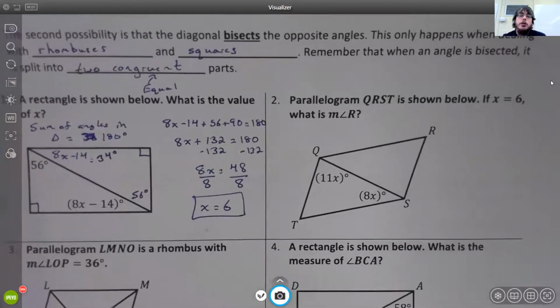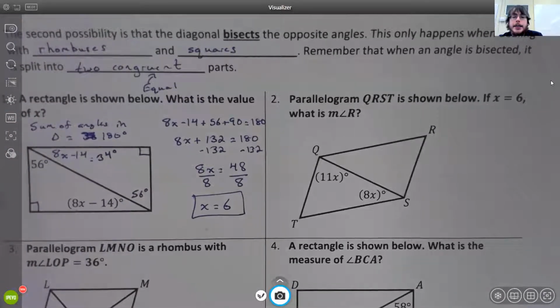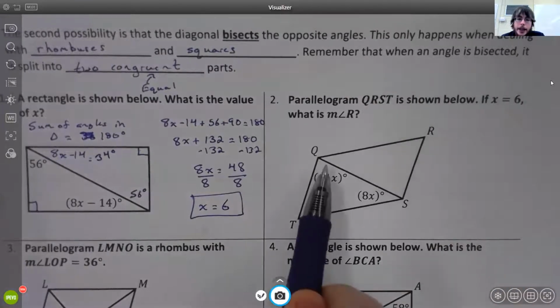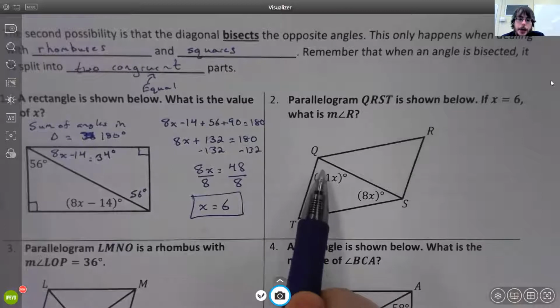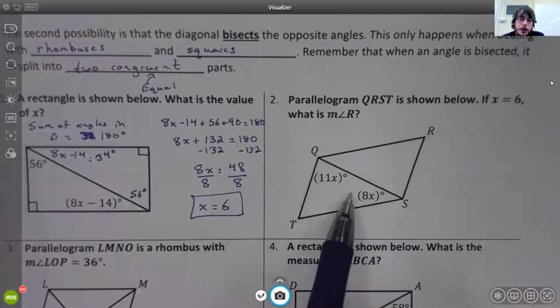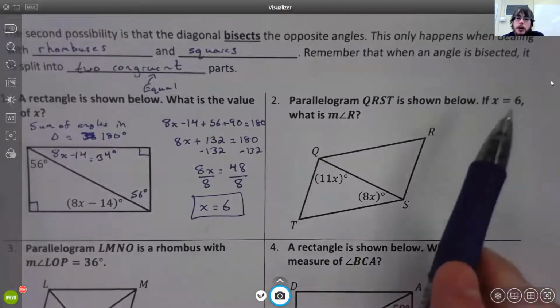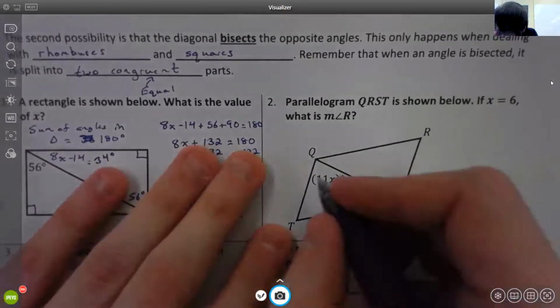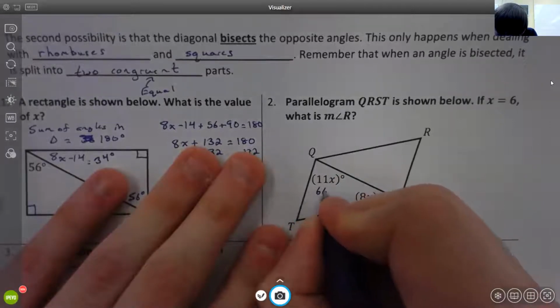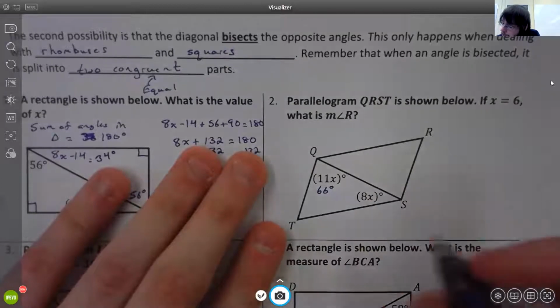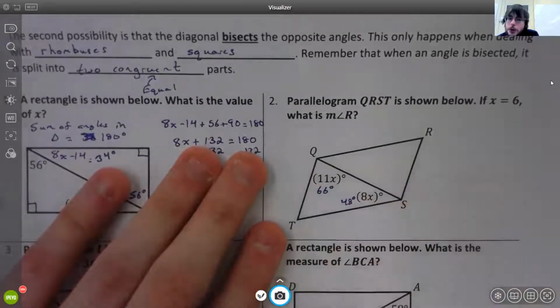All right, number 2, it says parallelogram QRST is shown below. If x equals 6, what is the measure of angle R? So it gives you an x value here, and you'll see that the angles Q and S have parts that have the x's in there. So to determine those angle measures, we need to plug x in. So 11 times x would be 11 times 6, which is 66. And then 8 times 6 would be 48. So those are our two angles.